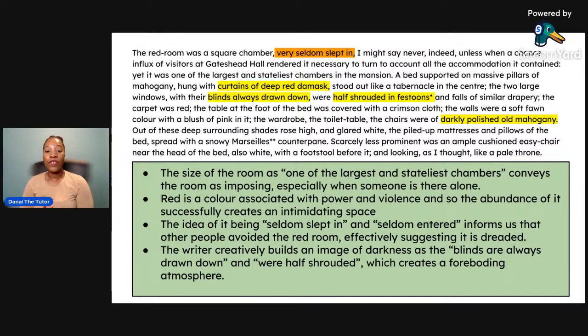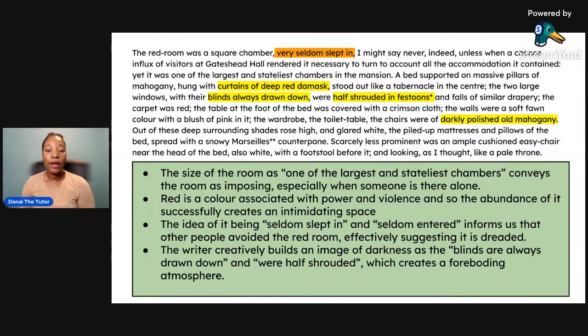So for that one, when you think about the connotations of a color, that relies on you knowing the ideas or associations with a color. Red, because blood is red, can sometimes have the connotations of violence, because the only time you might see someone's blood is when there has been some sort of injury. So it could be associated with violence. It can also be associated with power. Red is generally quite a strong and striking color. So the fact that it's used in the whole room means that it can be quite intimidating.